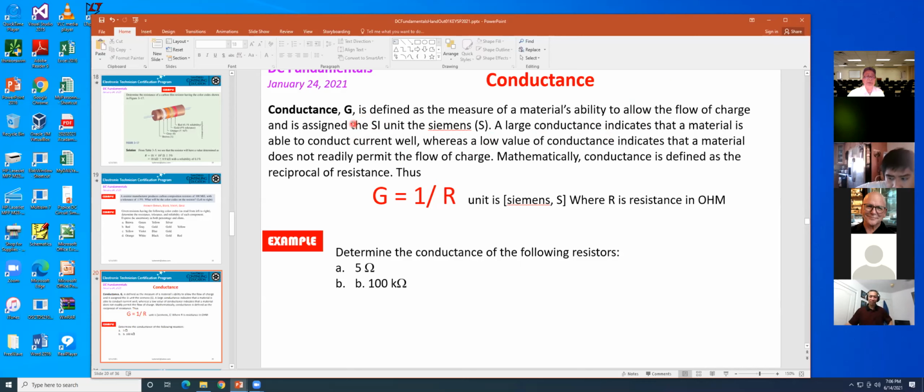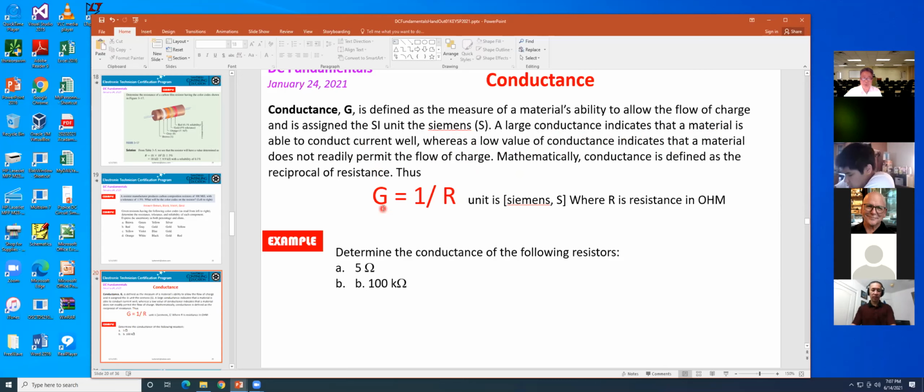Next on Wednesday meeting. Okay, the next thing they're talking about conductance G, it defines as a measure of a material's ability to allow the flow of charge, and the unit is Siemens. A high conductance indicates that the material is able to conduct current well. A very low value of conductance indicates that the material does not readily permit the flow of the charge. Okay? Mathematically, G will be equal to 1 over R. G will be opposite to the resistor. Okay? And R will be in ohm, and G will be in Siemens.